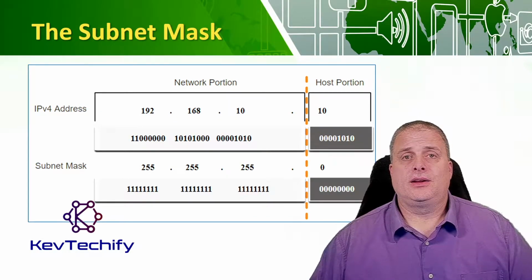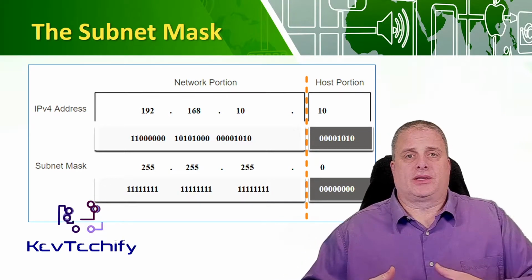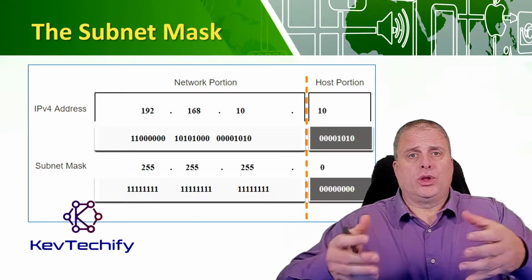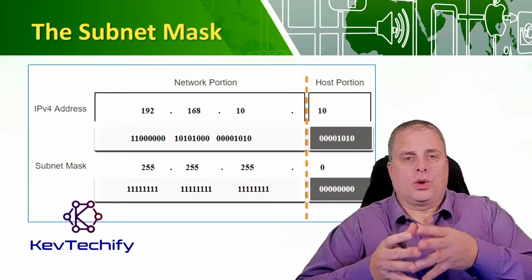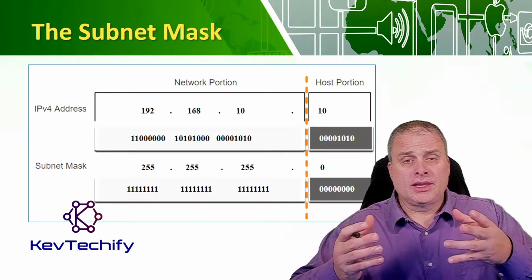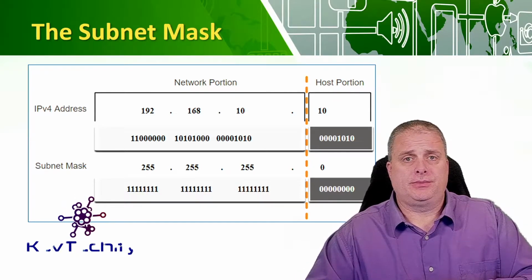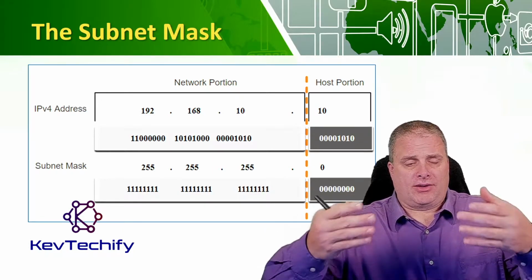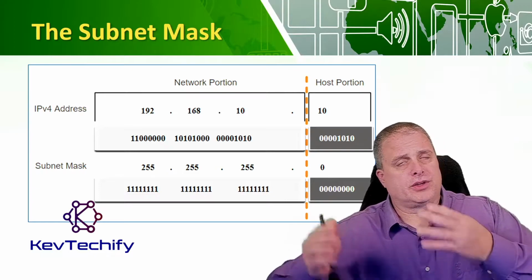To identify the network portion and the host portion, we use a subnet mask. We compare it bit by bit, going from the left to the right side, and we look at these bits and identify what portions they are. Now, the actual process is called ANDing, A-N-D-I-N-G. And it's a logical process of how we go through and find our network portion versus our host portion.